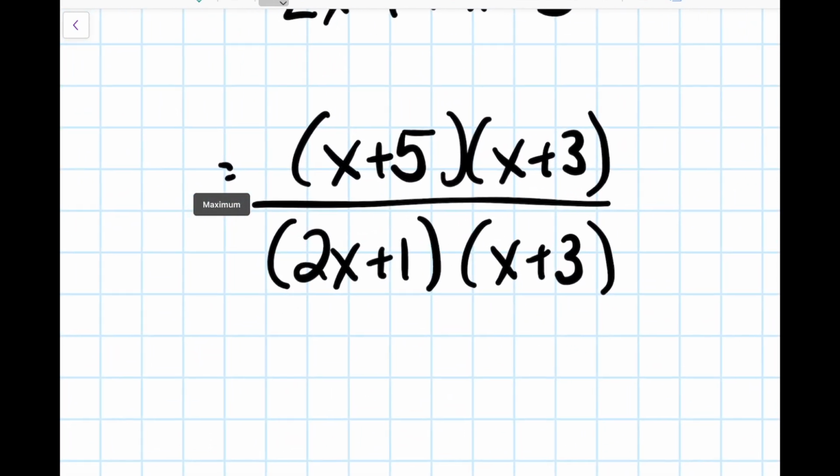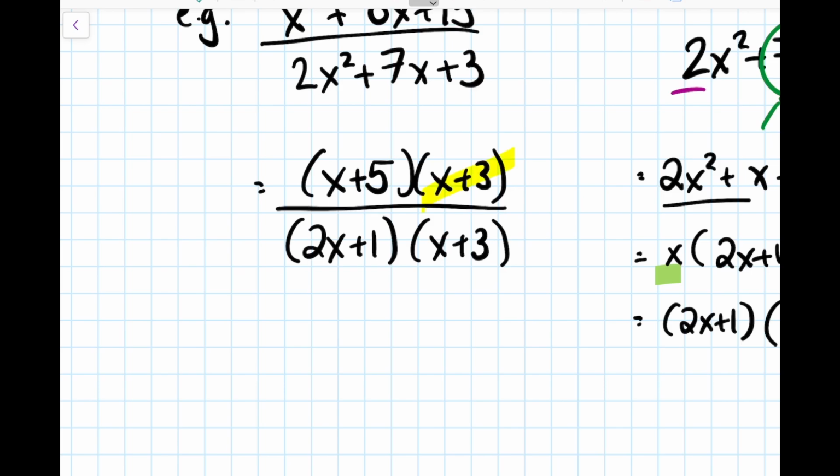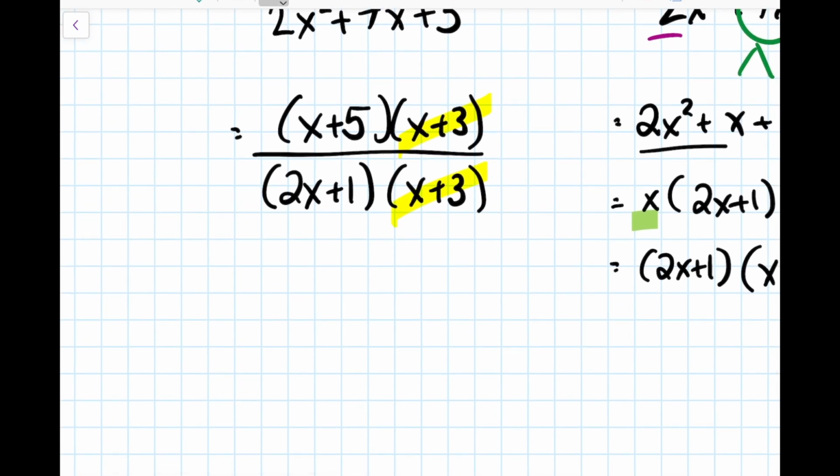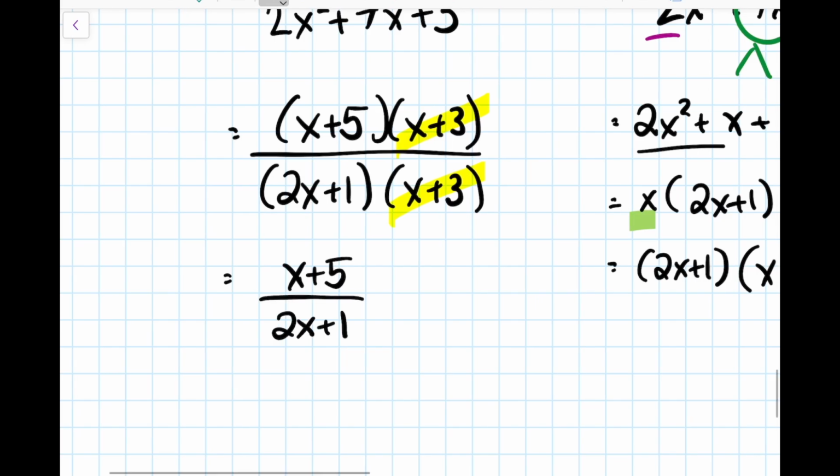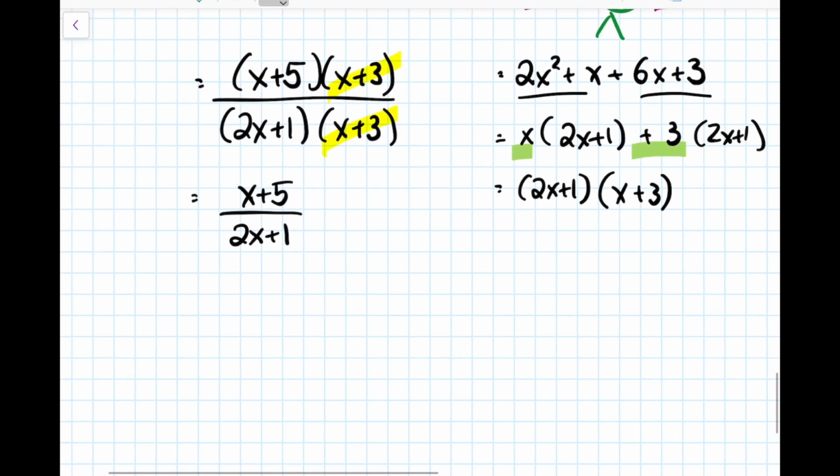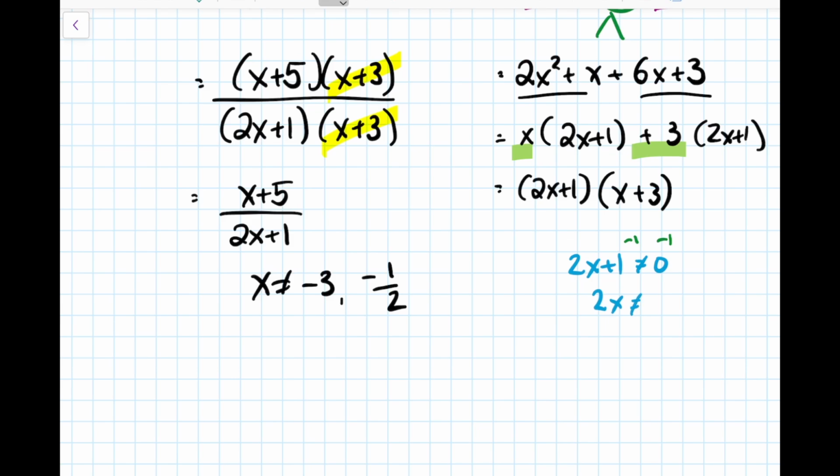And we've got this. We can see we've got that common x plus 3, so we're going to cancel those out, which is going to leave us with x plus 5 over 2x plus 1. And our NPVs are x cannot be -3 or -1/2. And so again, that -1/2, if we take 2x plus 1, we set it not equal to 0, and we solve that, we'd be subtracting 1 on both sides to get 2x cannot be -1, and we'd be dividing both sides by 2, which is going to get you that -1/2.